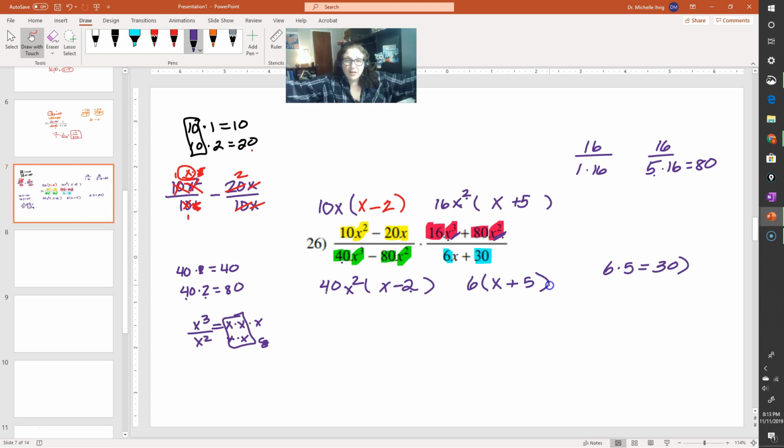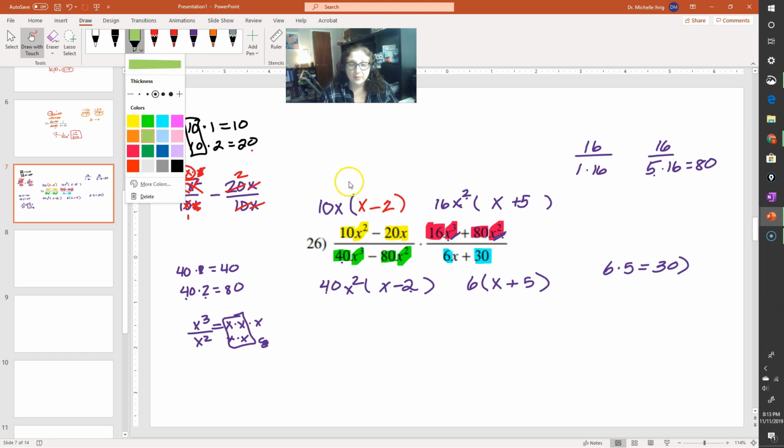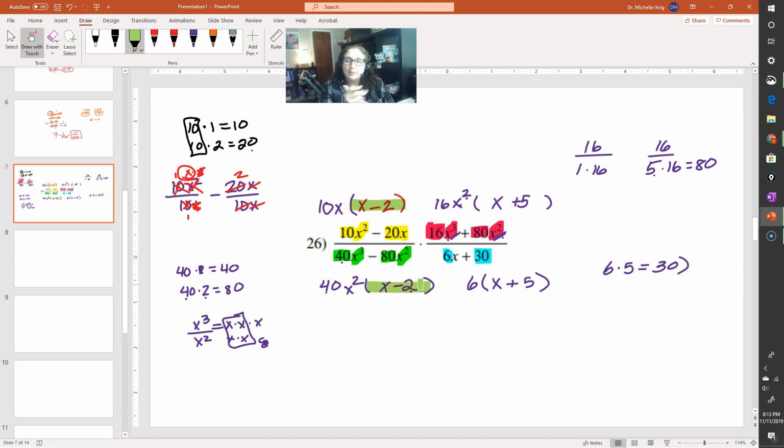Now that I've done all of that crazy hard work, now I'm looking for what they have in common. So I'm going to say, well, here's an x minus 2. Here's an x minus 2. I can cross those out because you can cancel up and down or diagonally. You never can cancel across. Only up and down and diagonally. So here I see I have an x plus 5 and an x plus 5. So I can cancel those out.